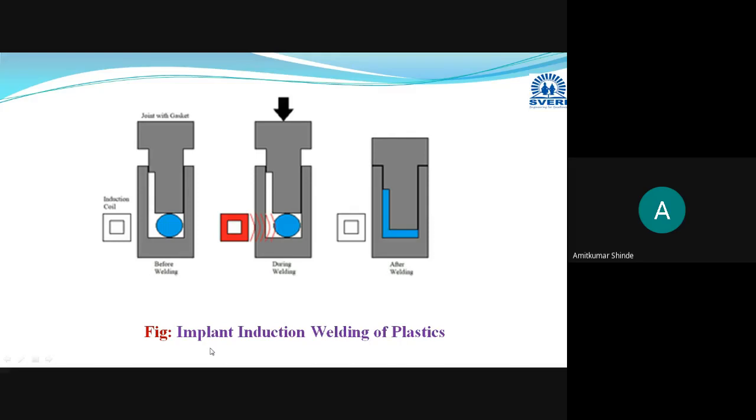This is implant induction welding. Why is it termed implant induction welding? This adhesive material which we are using to create this joint is termed the implant. This adhesive material is known as the implant. And in the remaining induction welding, the source of heat is the inductor coil. So this is the implant induction welding of plastics. The same induction welding concept is used.